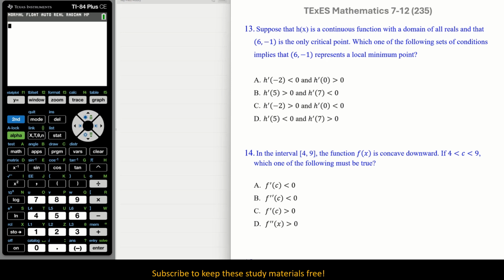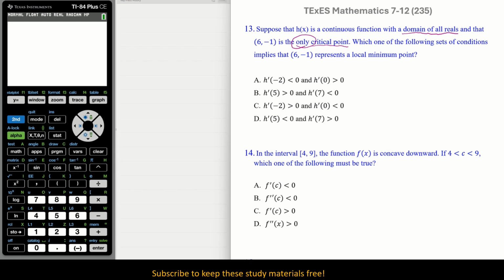Number 13. Suppose that h of x is a continuous function with a domain of all reals, meaning all real numbers, and that the point 6, -1 is the only critical point. This is a big clue, along with this domain. Which one of the following sets of conditions implies that the point 6, -1 represents a local minimum?